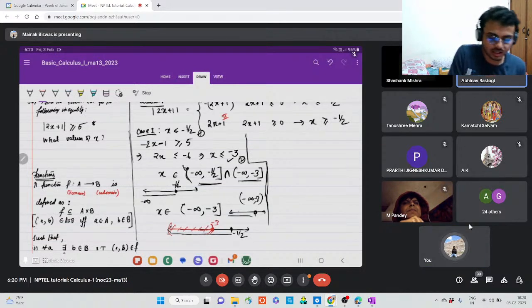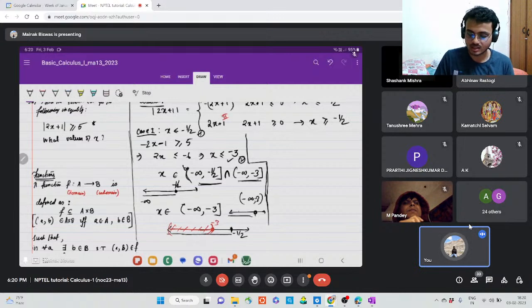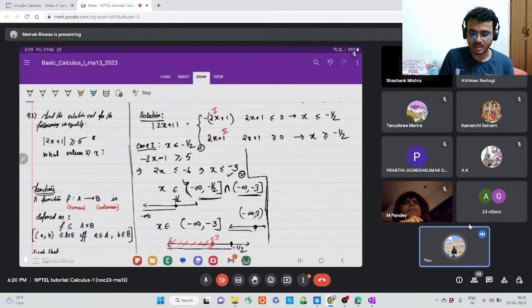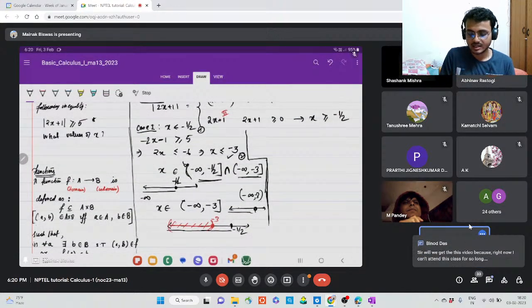Yeah. So in case you have some problems, you can always draw a rough sketch of the number line. That's why we started off with the number line.